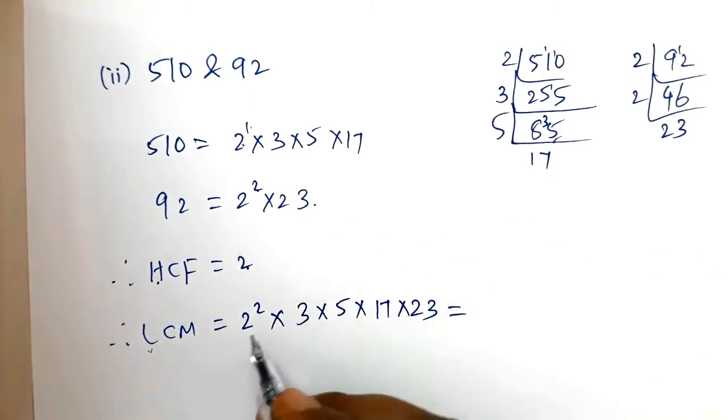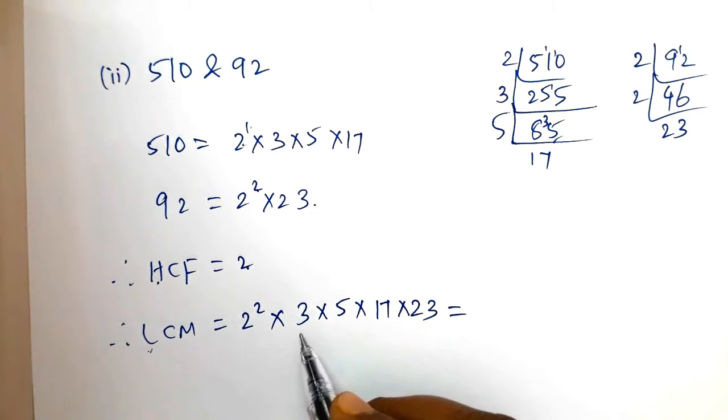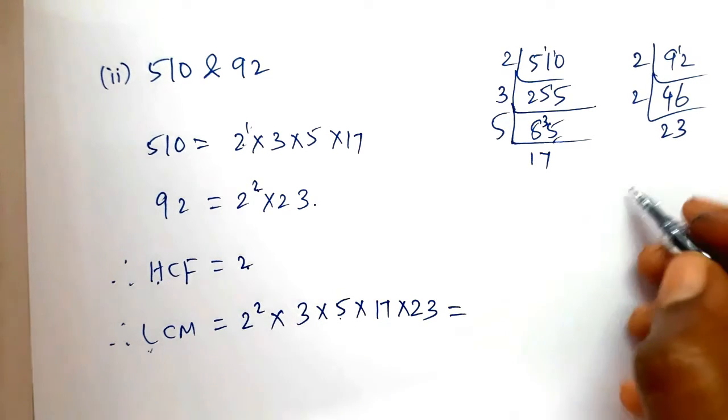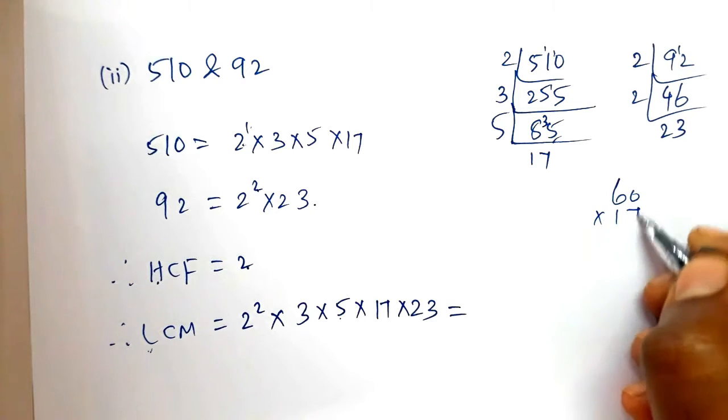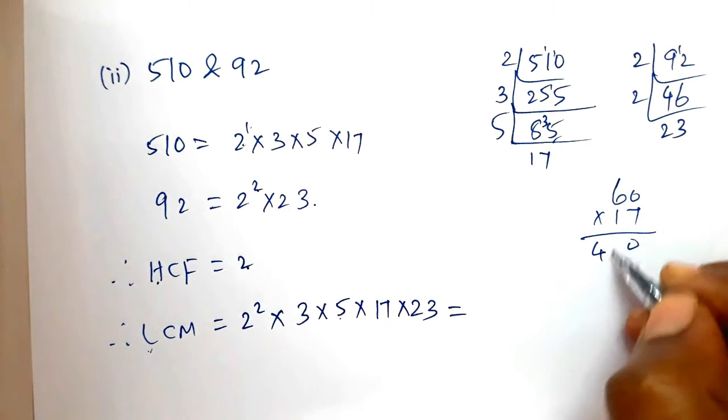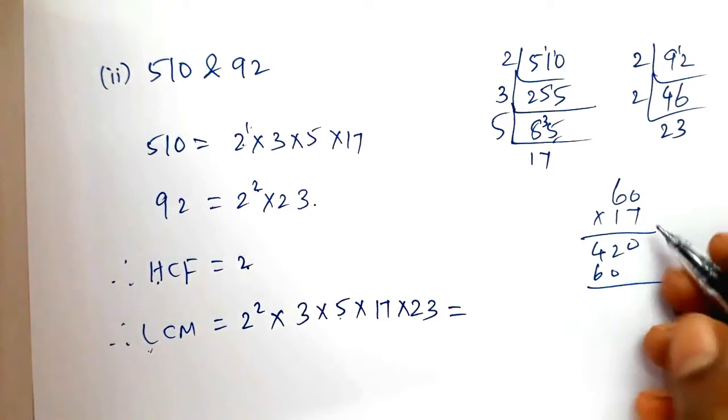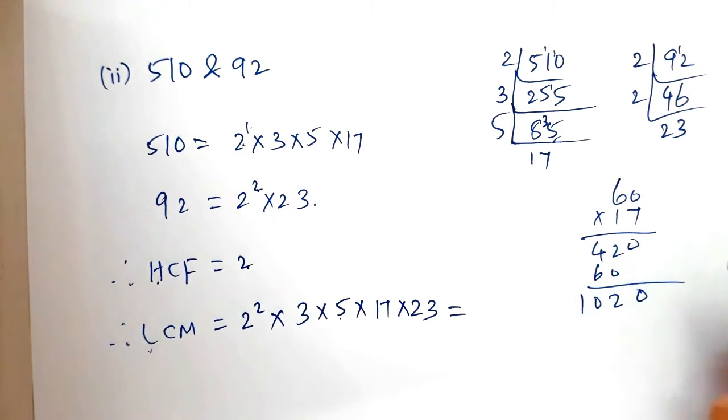Do the multiplication here. 2 square means 4. 4 3s are 12. 12 5s are 60. Now 60 into 17. 7 zeros are 0. 7 6s are 42. 1 6s are 6, 60. Do the addition here. 1020.